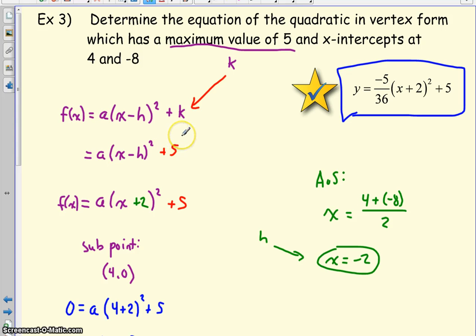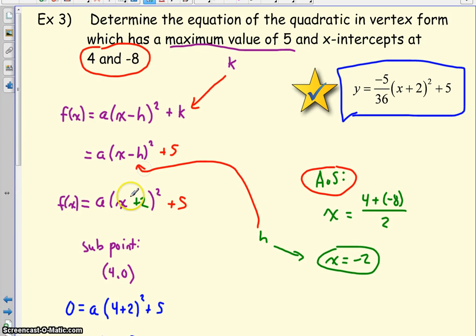Now, again, I didn't tell you what the h value is, or the x value of the vertex, but we can find it. Remember, the x value of the vertex is the axis of symmetry. And the axis of symmetry is halfway between your x-intercepts, which are at 4 and negative 8. So if I average those two values, 4 plus negative 8 divided by 2, I get an axis of symmetry of negative 2. I put that in the equation for h. And now the only missing value for my quadratic in vertex form is the a value.